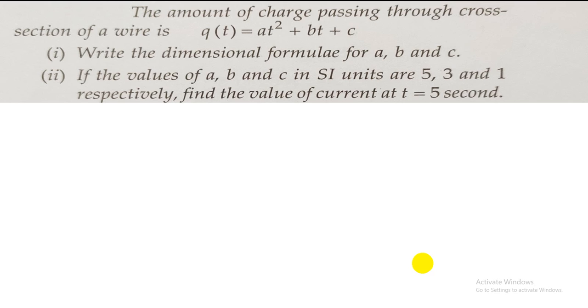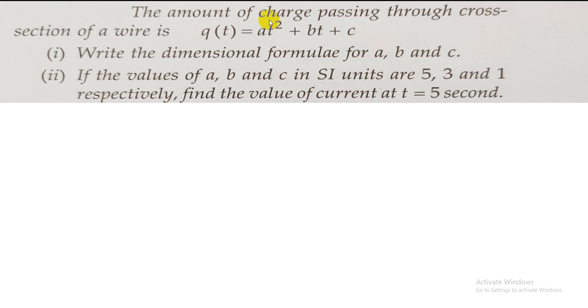Here you see the amount of charge passing through a cross section of a wire is given. Q is equal to AT square plus BT plus C, where Q is a function of time. You need to understand that here it is Q only. T within bracket represents that Q is a function of time. So you have to find the dimensional formula of A, B and C, and secondly you have to find the current. So let us do this.